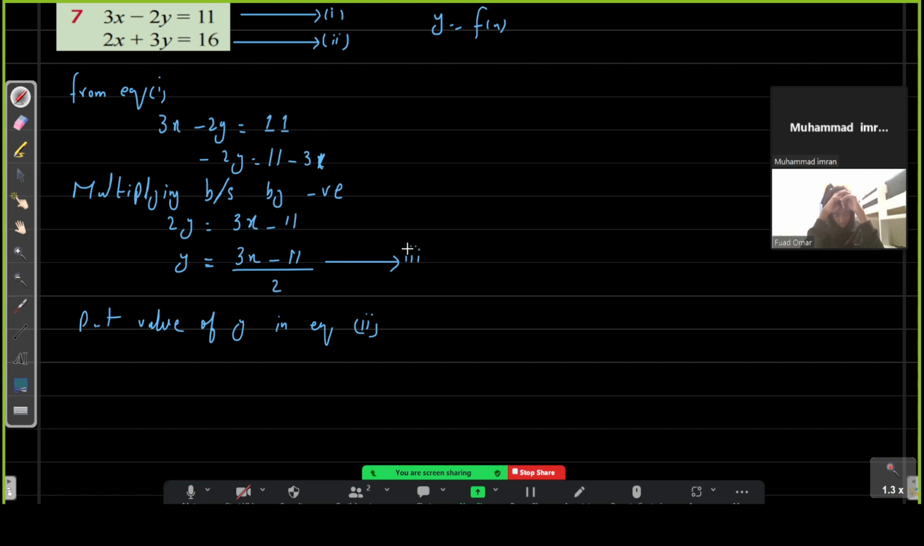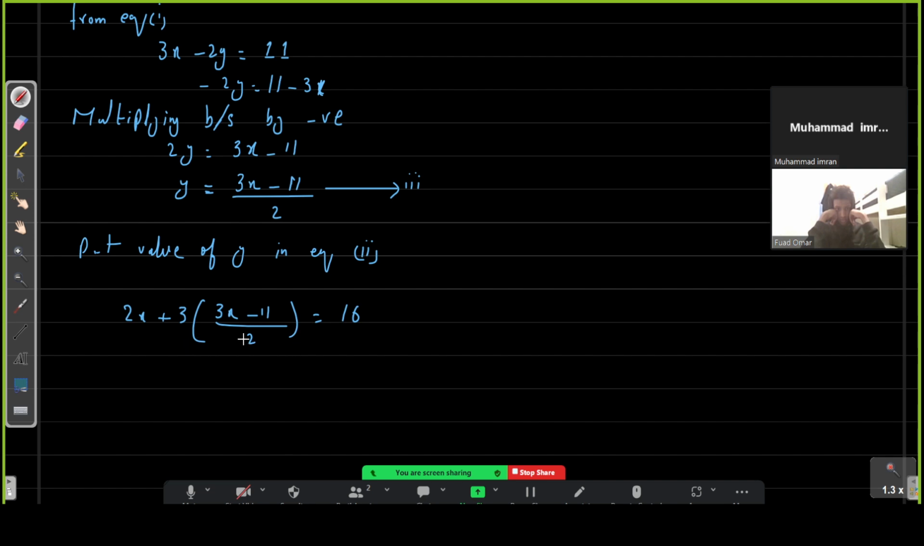That's the third equation we have made, because if I find the value of x, I can either put the value of x in equation number 1, equation number 2, or equation number 3. Any of the equations will give me the value of y. So 2x plus 3 times y. So y is equal to 3x minus 11 whole divided by 2, equal to 16.